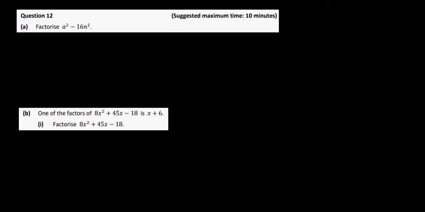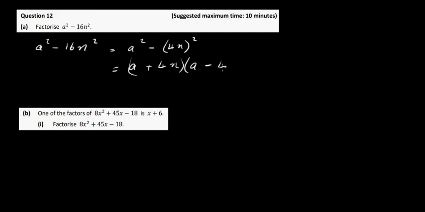Okay, let's have a look at question 12. So we have a squared minus 16n squared, and we've got to factorize it. Well, you should recognize that this is actually the difference of two squares, so we can rewrite it as a plus 4n times a minus 4n. 4 squared will give me 16, n squared will give me n squared. So the rule here is you take the first term plus the second term, times the first term minus the second term, and that's it. We have it factorized now.